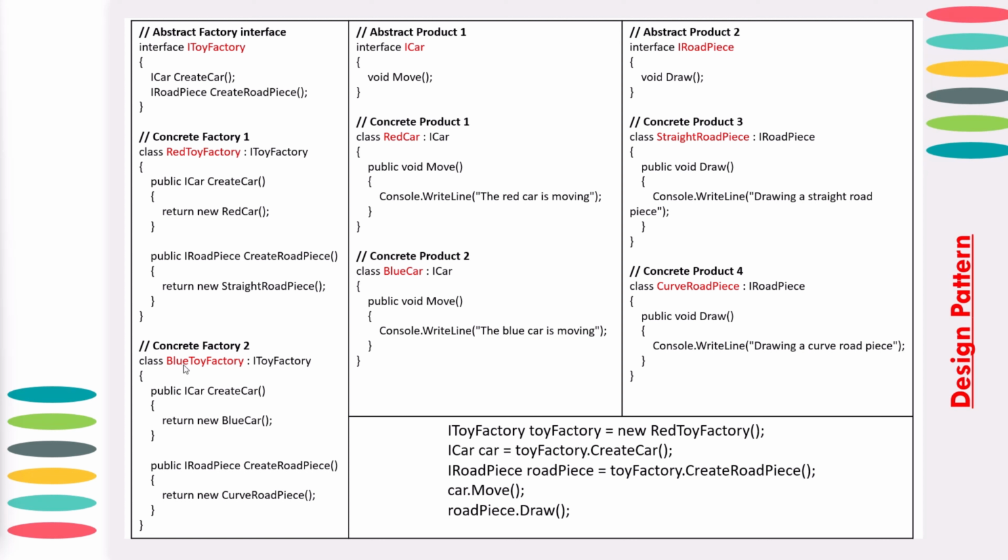So I can have a yellow car, gray car, whichever car you want, and keep on adding concrete factories. And you can have a blue car abstract product here, and if you want to add some different road piece, you can add it, or you can use the existing one.